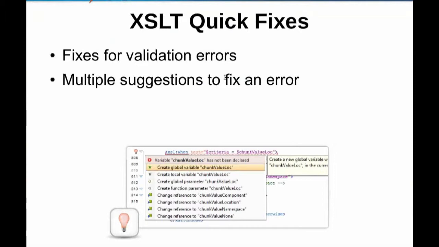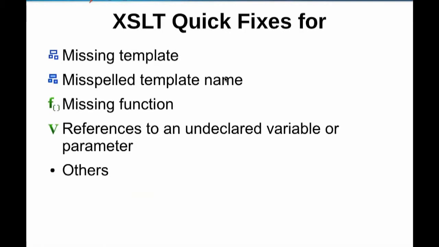For the XSLT, we provide quick fixes for the XSLT errors. If you validate an XSLT with Saxon and it's for XSLT 2.0 or 3.0, we provide multiple quick fixes for a problem. For example, if you have a missing template, we can add a new template with the name that you want. A misspelled template, you can refer a template that is already defined in your style sheet and has a similar name to the current one that you misspelled.